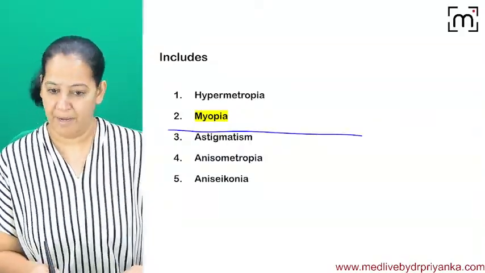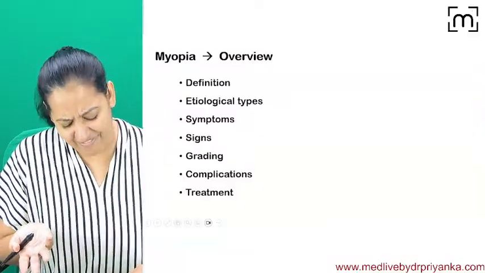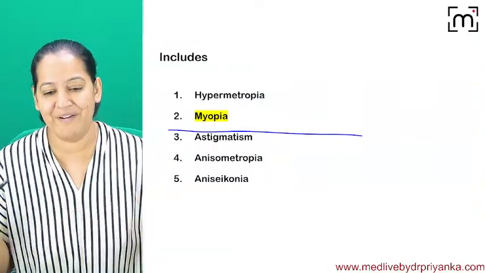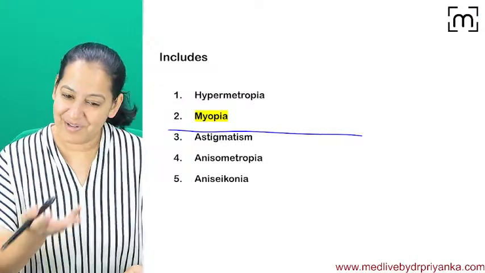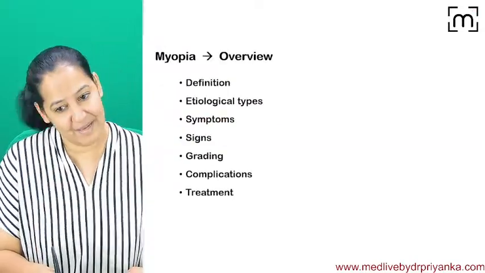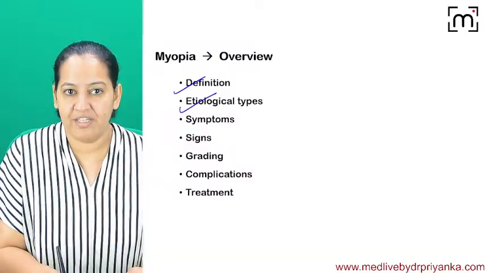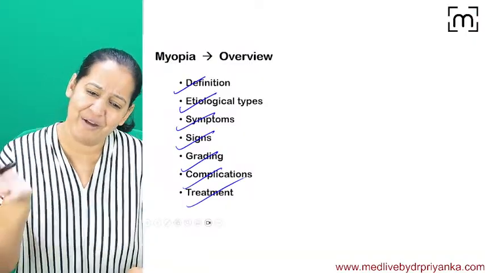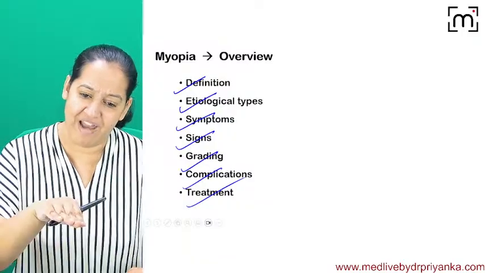Myopia, the same headings, people. Everything you have to do reverse. Just do reverse everything and myopia will be done. You understood the concept? Now it will not take much time. Myopia, the same headings: definition, etiological type, symptoms, signs, grading, complication, treatment. Same, everything you have to reverse.